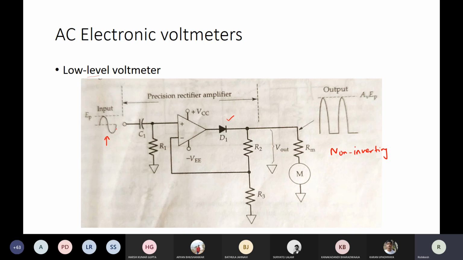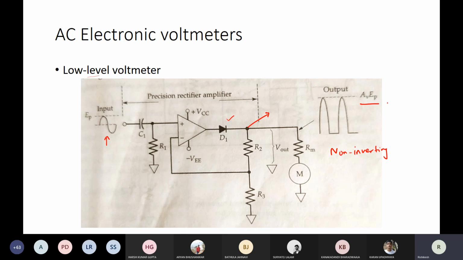But if the input is positive and negative, that is an AC quantity, then the output will also be positive and negative. Just that the use of the diode will basically block the negative half cycle, right? All the calculations remain the same. It is just that, what is the output voltage here? Can someone tell?